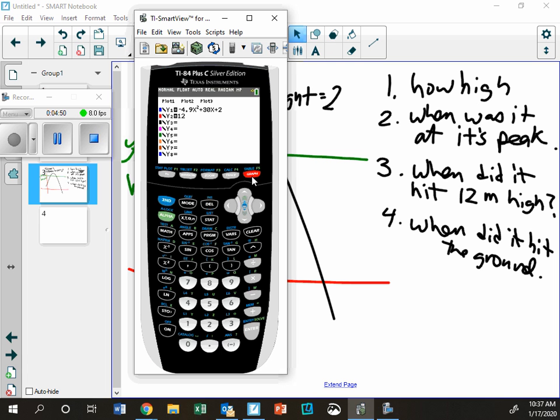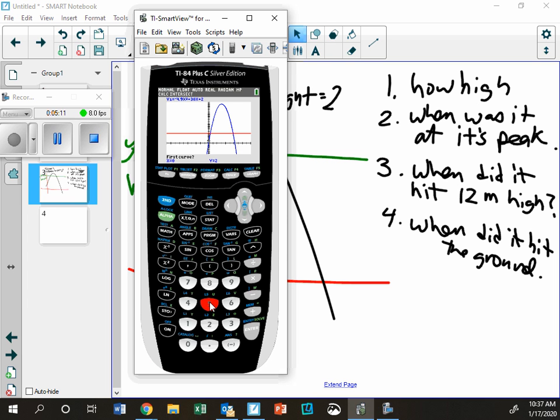I go y equals, and I'm going to change it from a 0 to a 12. And I hit graph again, and I can see the second line come through at y equals 12. That's a horizontal line at 12. There it is. And now how do I see where those intersect? Second, calculate, and on the choice, I go to intersect, which is number 5.